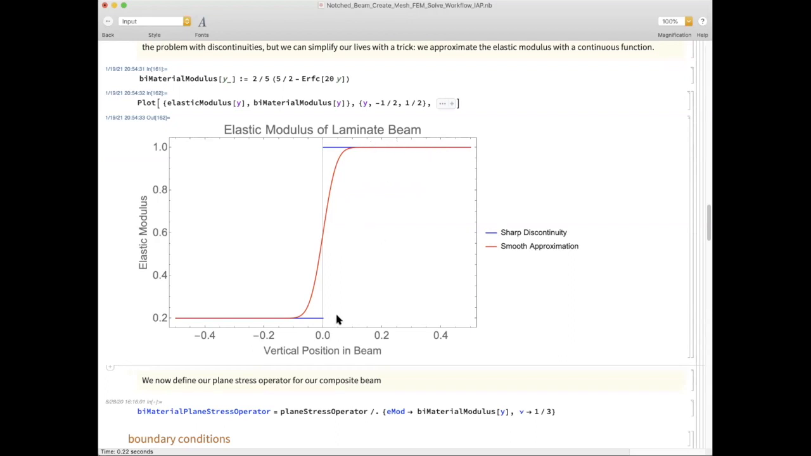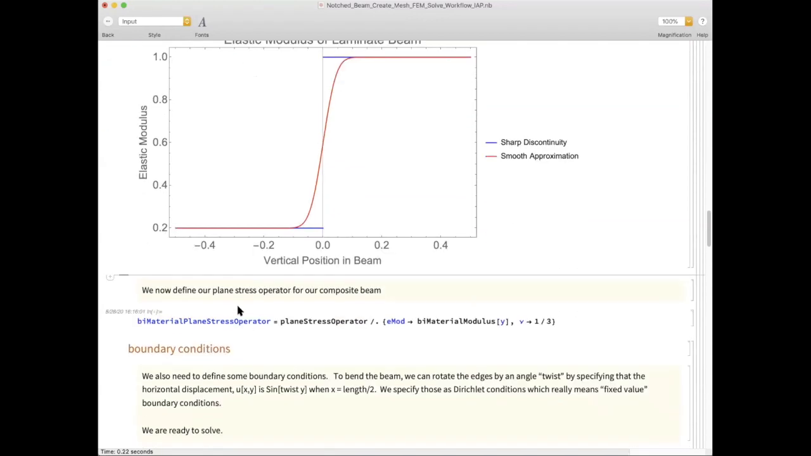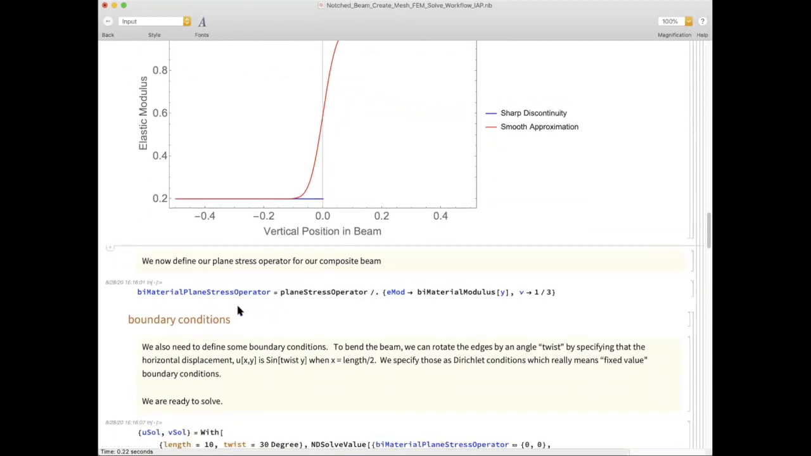On the upper part of my beam, this is the vertical position, the elastic modulus is going to be large. On the lower part of the beam, it's going to be soft. So imagine taking steel and gluing it to some foam rubber, with the steel on the top side, and then bending that beam with the steel being on the outer radius.